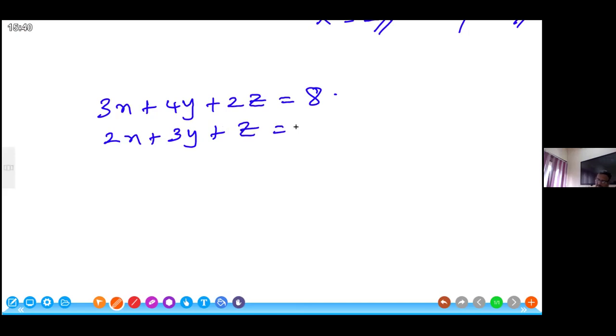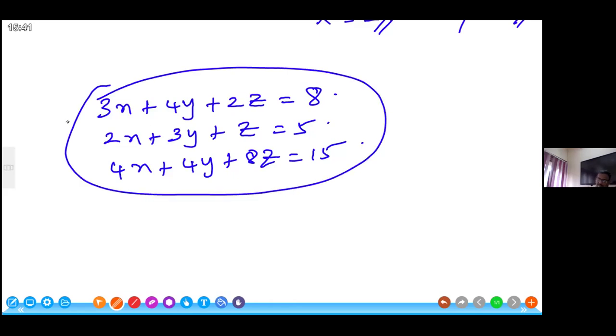right? 3x plus 4y plus 2z equal 8, right? 2x plus 3y plus z equal 5, right? Then 4x plus 4y plus 8z equal 15 as an example. Now, this is a big one.